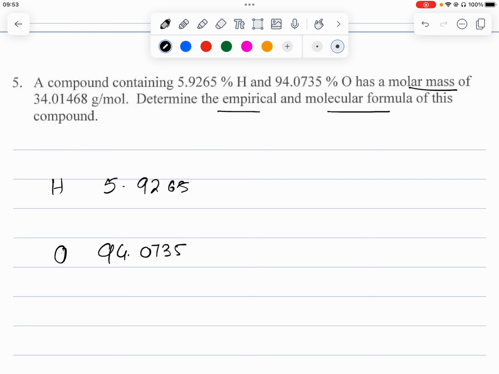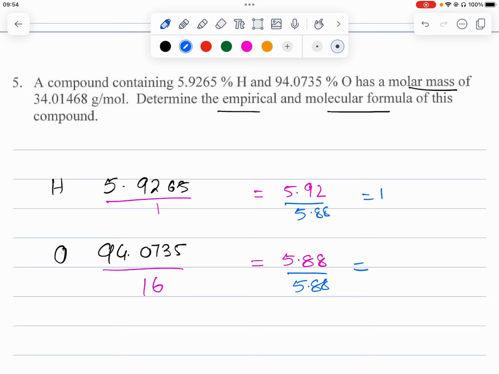Now what am I going to do with that? I am going to divide by their atomic masses, which is 1 and which is 16. So I'll be getting the same 5.92, and for oxygen I will be getting 5.88. So further, which is the smallest one? 5.88. I divide with 5.88. So both are equal to 1. This is 1 and this is 1. So therefore the empirical formula is HO.